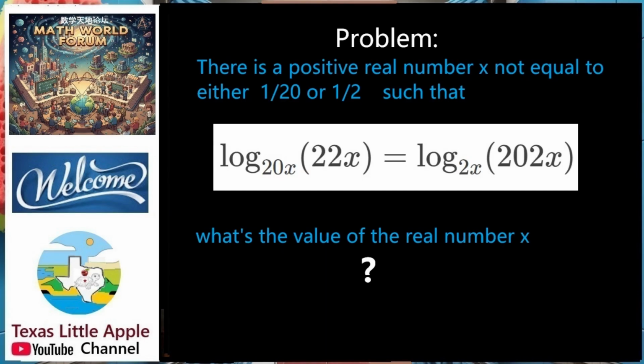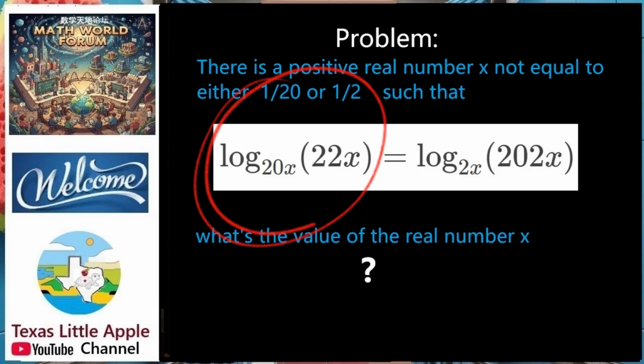Today, we're going to continue exploring some interesting problems involving logarithms. In this problem, we are given a real number x, with certain conditions. X is not equal to 1 over 2, and not equal to 1 over 20. It satisfies the equation shown on the screen. Our goal is to find the value of this real number x.